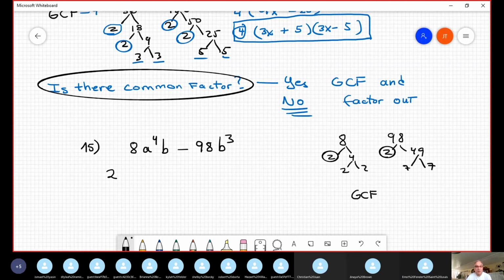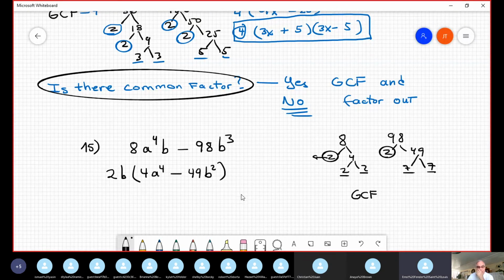And what about the variable? We have a common variable here, b. How many b do I factor out? Just one b. Open parenthesis. Inside the parenthesis, I factor out that 2: 4a to the 4th power, because 4 times 2 is 8, and this b goes outside. Minus 7 and 7 is 49 b squared, correct? Everyone follow me?